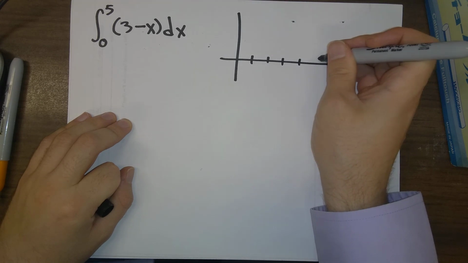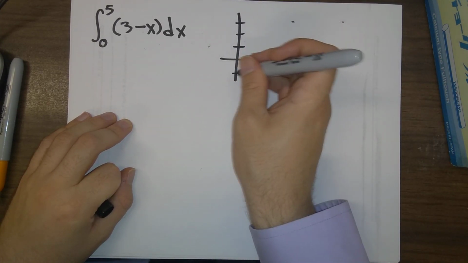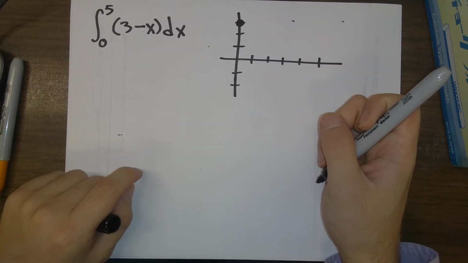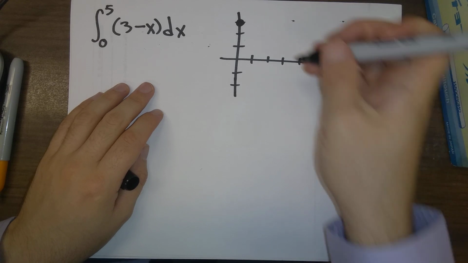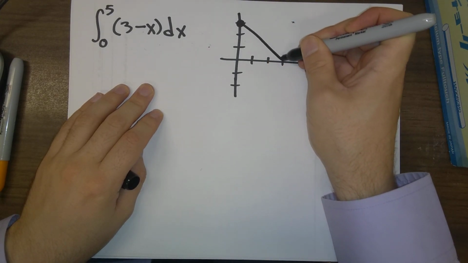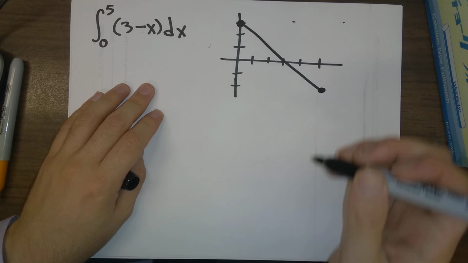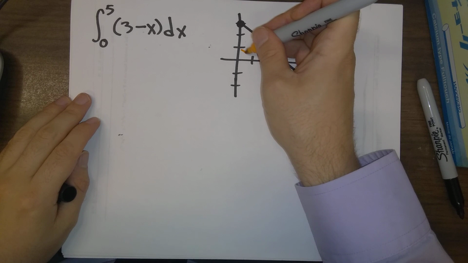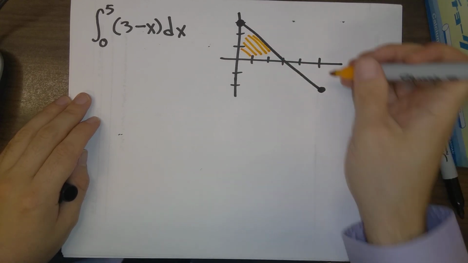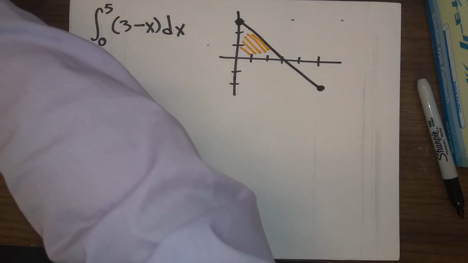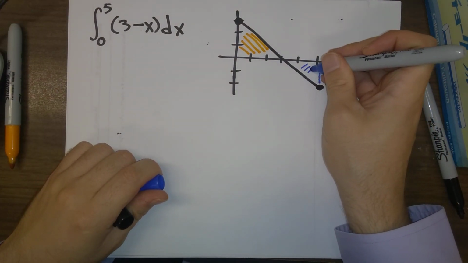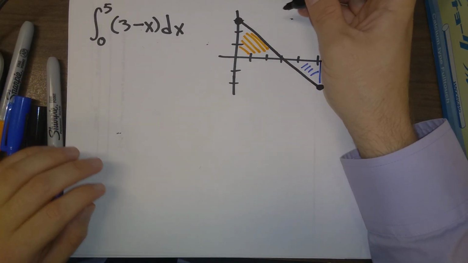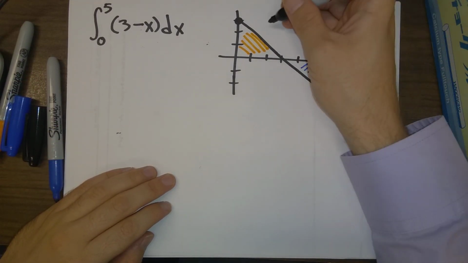1, 2, 3, 4, 5. So we're going from 0 to 5. When x is 0, 3 minus x is equal to 3. Straight line, slope minus 1. So this is our graph of our function. And so this definite integral needs to equal this area here, but then we have to subtract off this area down here. So let's calculate what these areas are, and we can just do this using high school geometry.